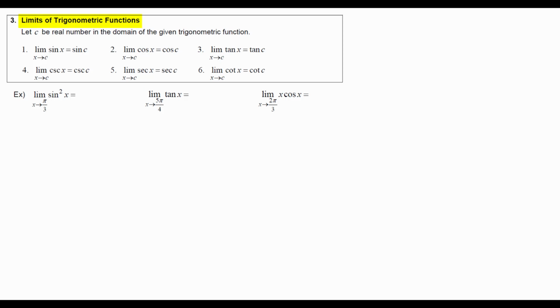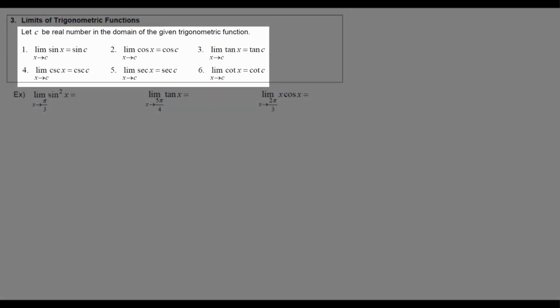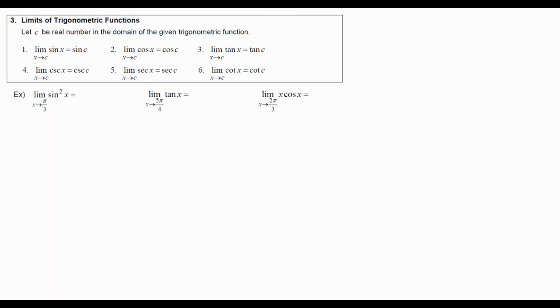Limits of trigonometric functions. Let c be a real number in the domain of the given trigonometric function. The limit of sine x as x approaches c is equal to sine of c. And since the domain of sine x and cosine x is all real numbers, for any real number c, when you try to find the limit of these two functions, you can simply plug c in for x and you will get the limit value. So the limit of cosine x as x approaches c is also equal to just cosine of c.